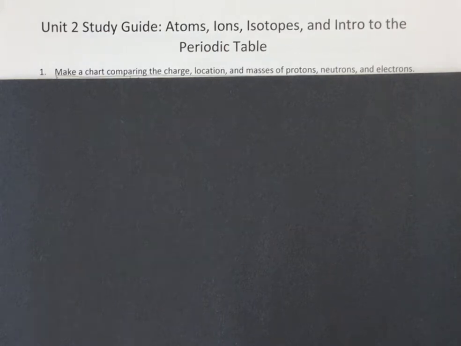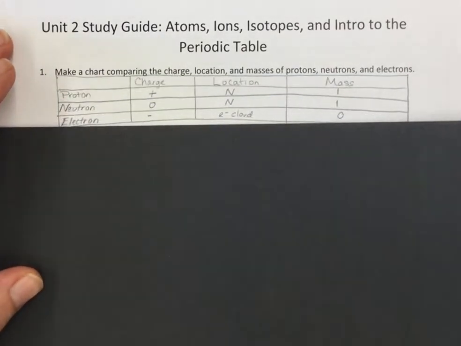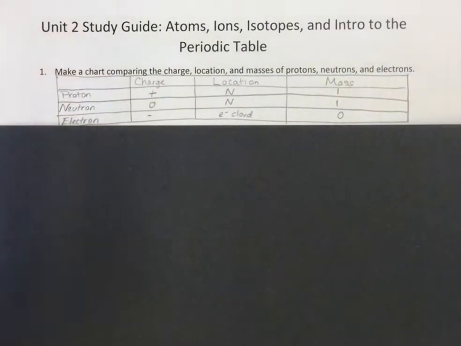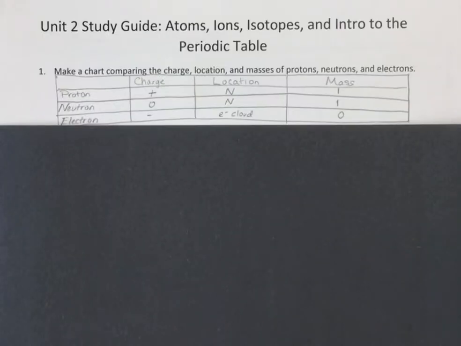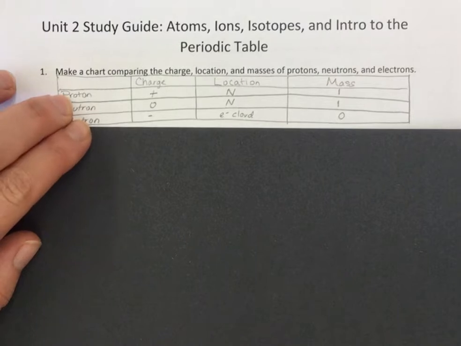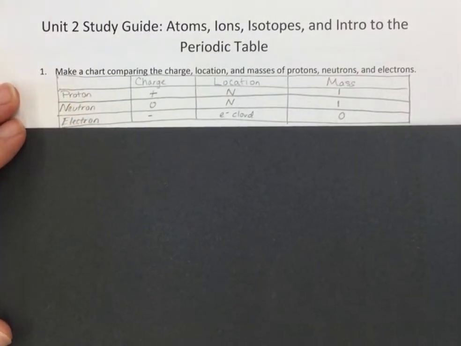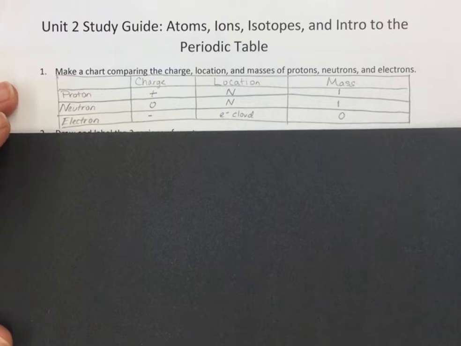So these are your answers for the Unit 2 study guide. For number 1, making a chart comparing charge, location, and masses of the protons, neutrons, and electrons. We've done that several times. So this is information that you have to know. What I'm seeing is that a lot of people are getting electrons and neutrons, that information reversed. So make sure that you understand the difference between the two.